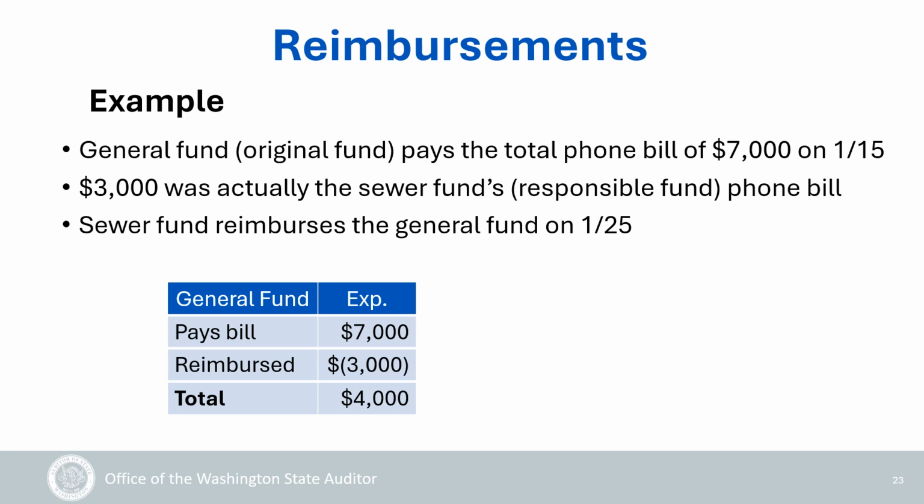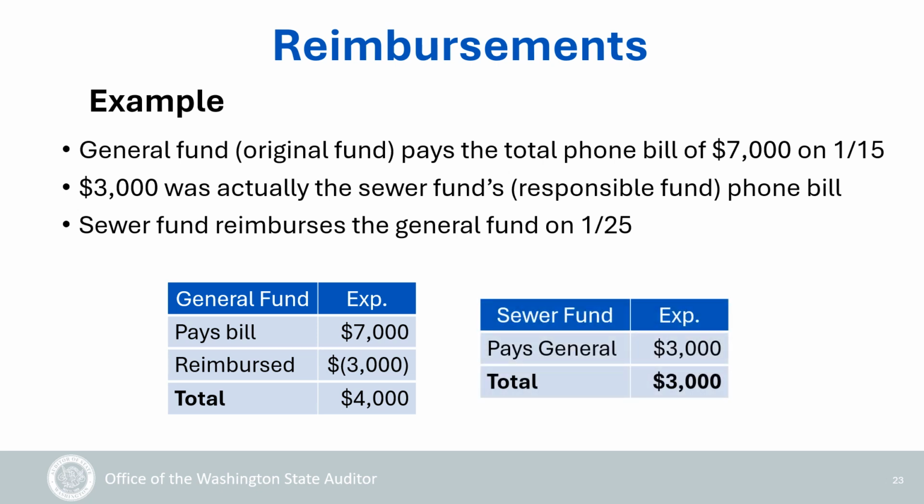The general fund does not report a revenue because it did not provide a service to the sewer fund. They're just recouping the cost of the sewer fund's portion of the bill. The sewer fund will then report an expense of $3,000, which is their portion of the bill.